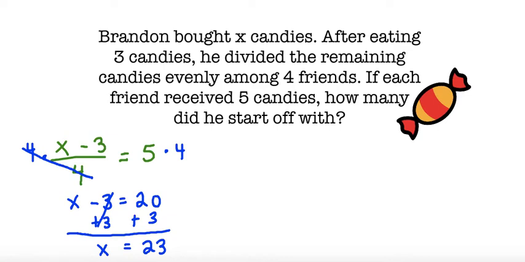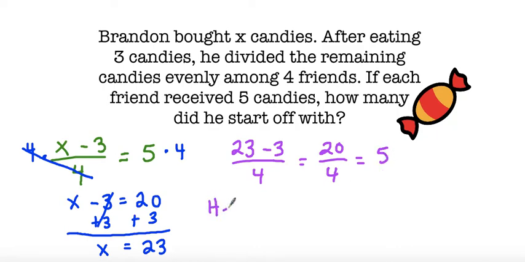So let's just double check here. If he started off with 23 and then ate 3, he had 20. And then he divided it amongst 4 friends, meaning that each friend gets 5. So he started off with 23 candies.